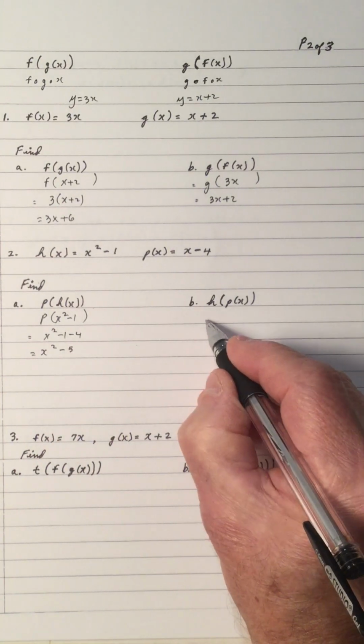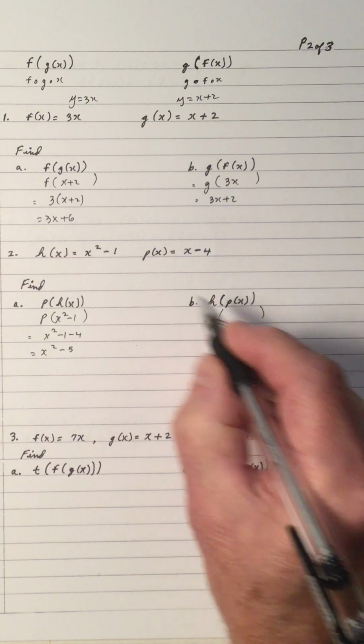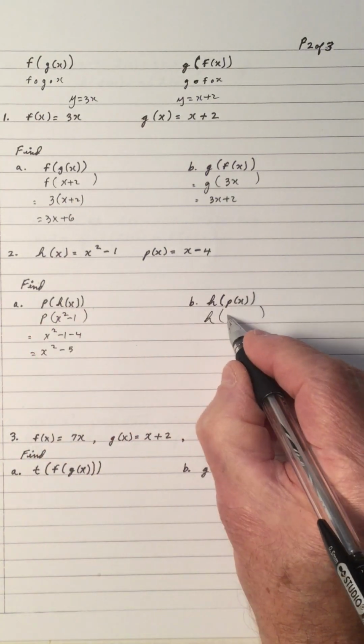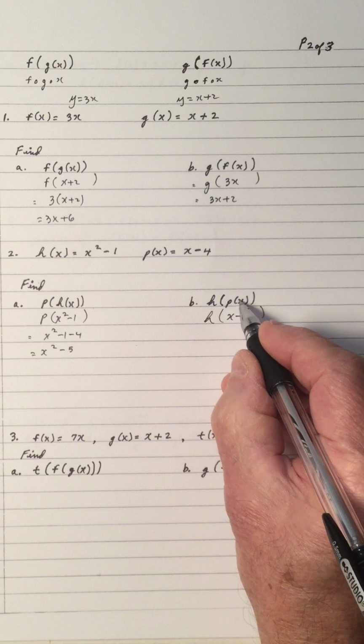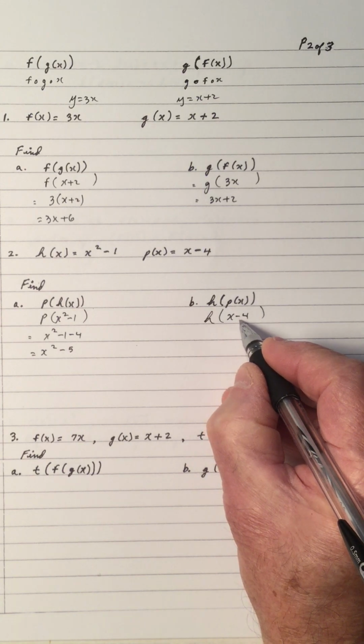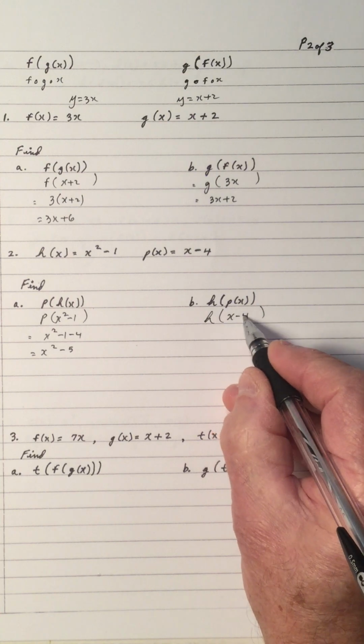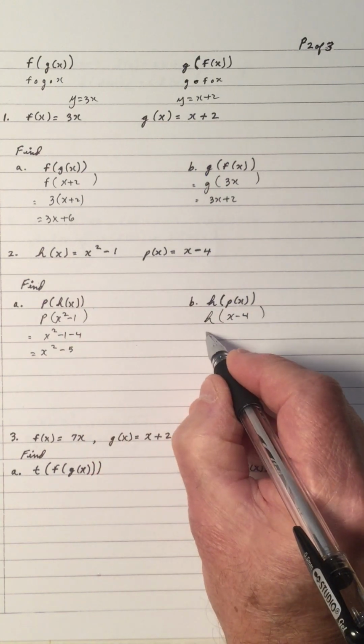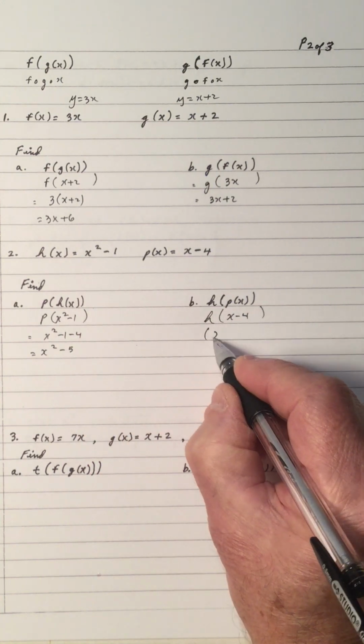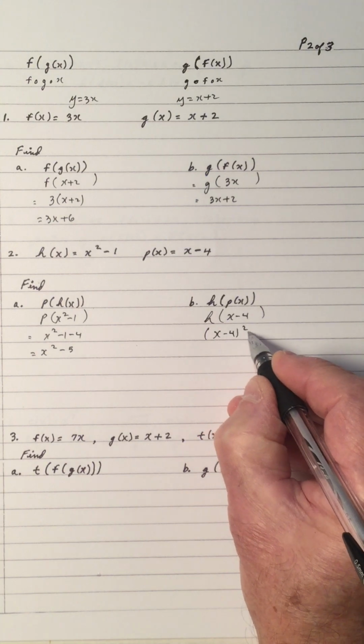So the h of the p of x. The p of x is x minus 4, sub it in. Now, the h of x minus 4, so x minus 4 is going into the place of x. That means you have x minus 4, squared, minus 1.